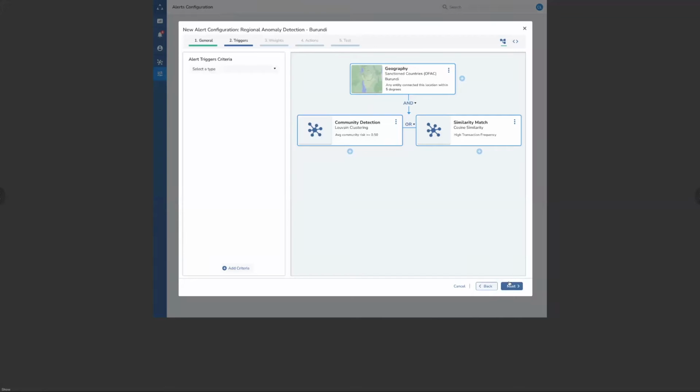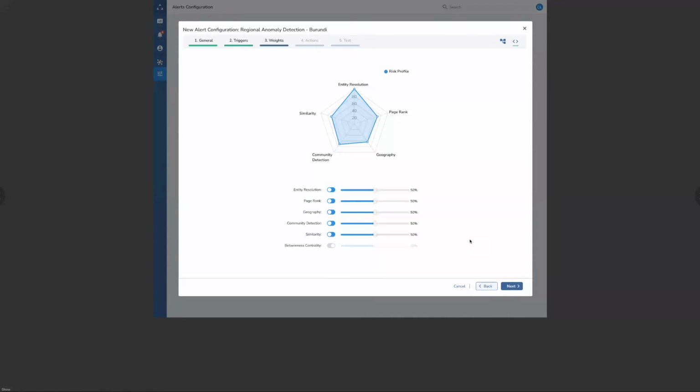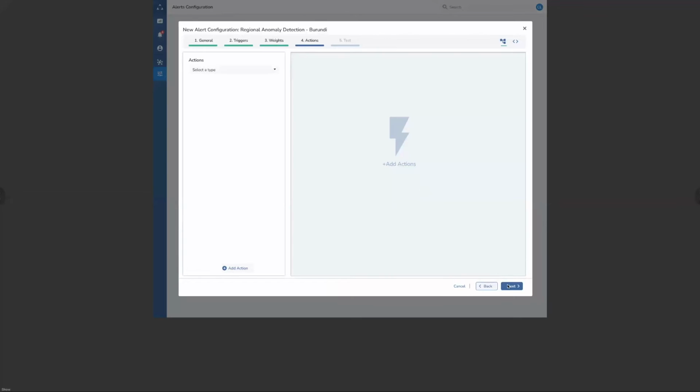And so once I've got basically my rule set to trigger an alert, then I can walk through and I can attenuate some of the weights on some of the things that I talked about, the underlying algorithms basically that build that composite alert trigger. I can start to fine tune it. Once I've got that to a point where I'm happy with it, I can start to add actions on what I want to do with the results.